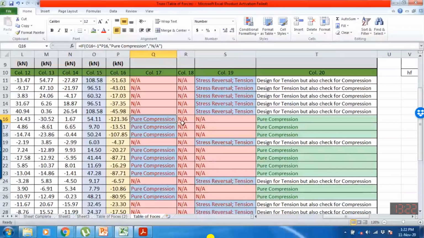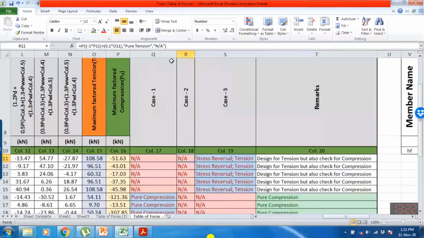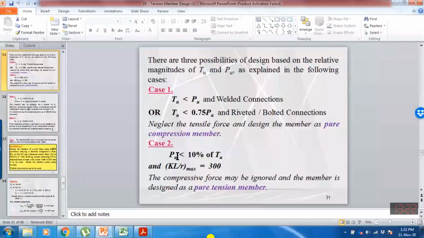But here, where case 1 is not satisfied or is not applicable, I will use condition number 2. What is condition number 2? I will check whether PU is less than 10% of TU or not. If PU is less than 10% of TU, that member will be our tension member. If this case is also not satisfied, he will write down not applicable.